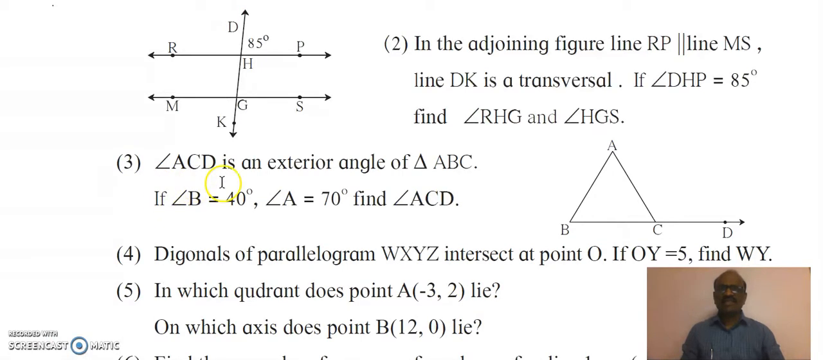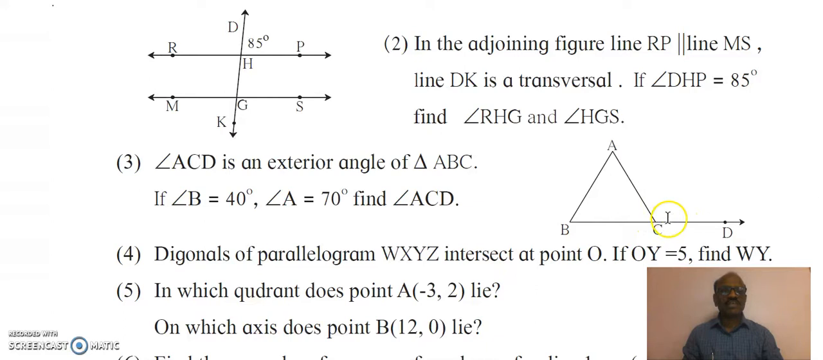Angle ACD is the exterior angle of triangle ABC. If angle B is equal to 40, angle A is equal to 70, find angle ACD. Now in this case, angle ACD is what we want to find out. This is the exterior angle. This is a very important property for the triangle. This is the exterior angle.